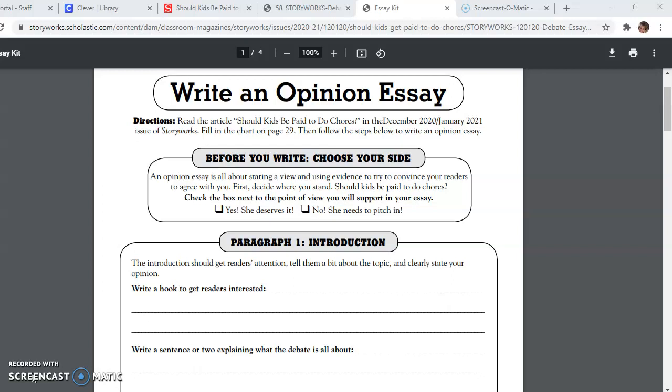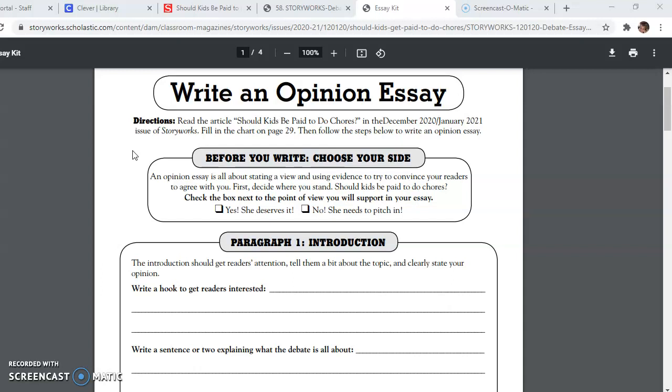So today what we're going to work on is picking a side. So you'll need to do that first. And then we're going to work on your introductory paragraph. So first of all, let's take a look at the directions.